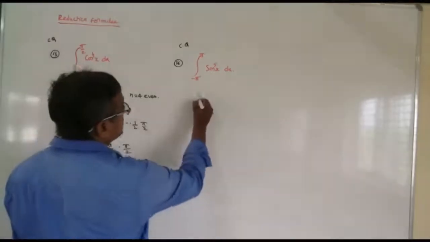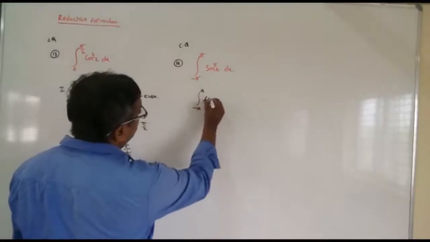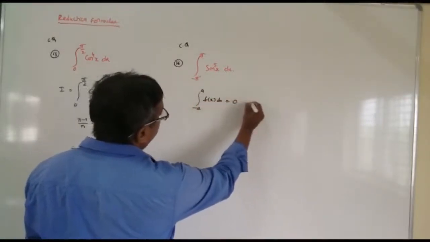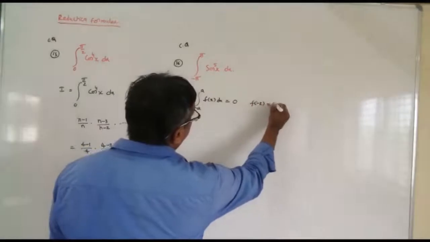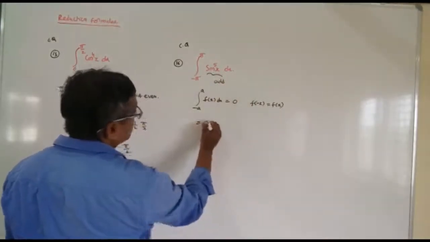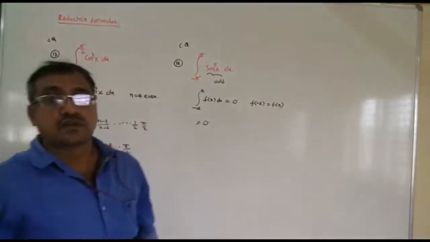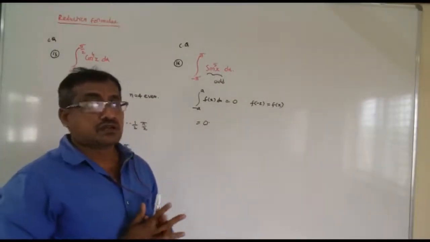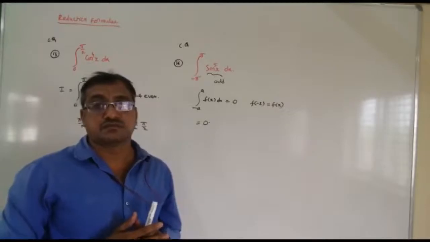But again, integral from minus a to a of f of x dx is equal to 0 when f of minus x is equal to f of x. This is an odd function, so the result is 0. I will give you homework on these types of questions.